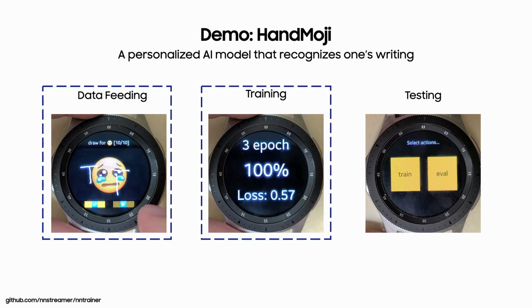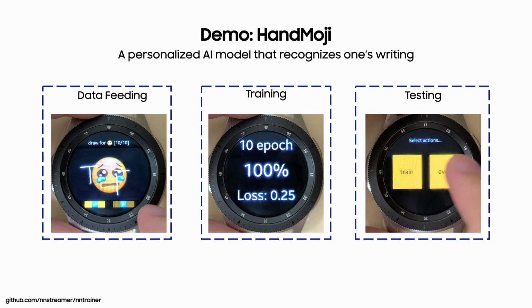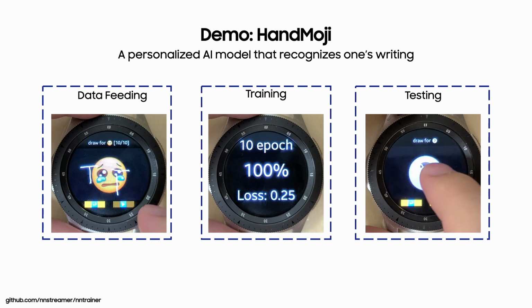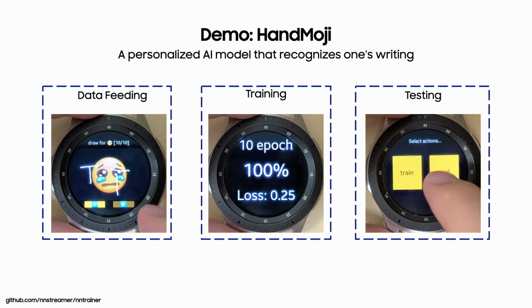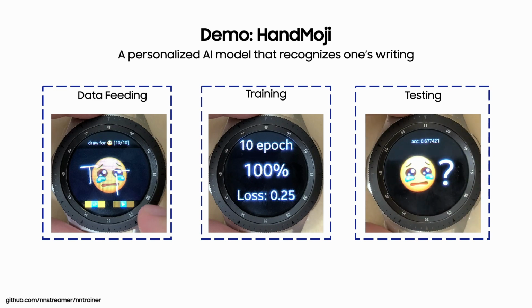After feeding data is done, training happens. Because in this example, I'm training only the classifier, it happens quite fast. Now it's time to evaluate our trained model. Let's see. If you put a smile symbol, it outputs a smile emoji. If you put a sad symbol, it outputs a sad emoji. And if you draw something confusing, the model will not be very confident about the result.